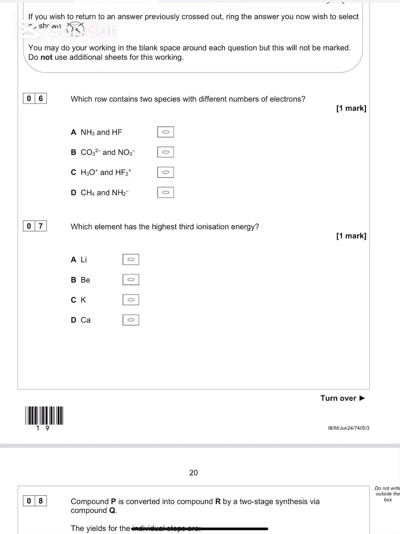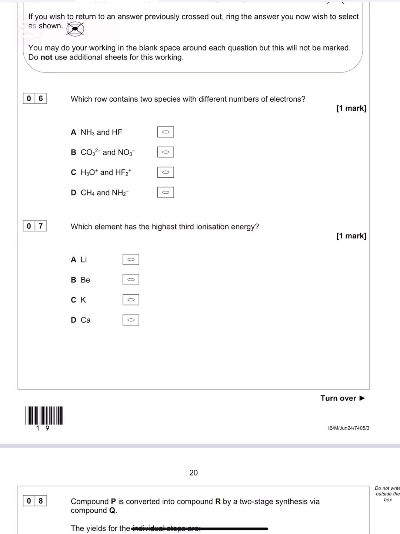Let's go over the multiple choice questions from paper 3, AQA A-level chemistry exam 2024. The first question asks which row contains two species with different numbers of electrons. What you do to answer this question is count the number of electrons in each pair and see which one is different.